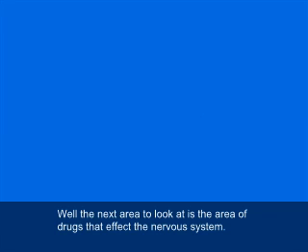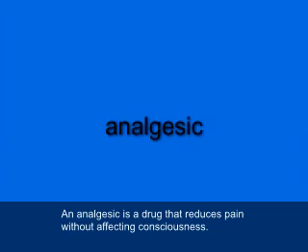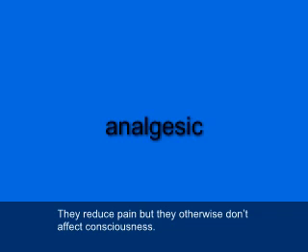Well, the next area to look at is the area of drugs that affect the nervous system. First of all, analgesic, A-N-A-L-G-E-S-I-C. An analgesic is a drug that reduces pain without affecting consciousness. And we're fairly familiar with analgesics like aspirin, acetaminophen. Those are common analgesics. They reduce pain, but they otherwise don't affect consciousness.